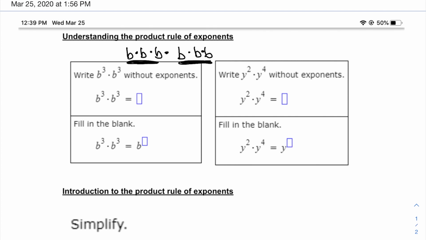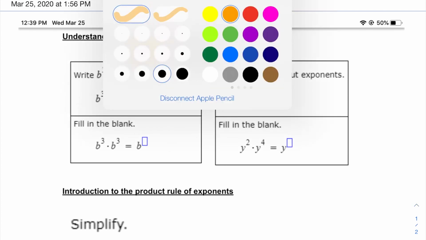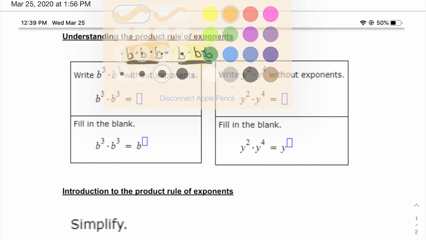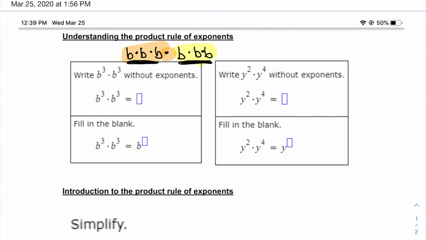I'll erase it here so you can see it a little bit better. This is b to the third. This is b to the third. And we're multiplying them together. So what does that mean? If we have basically 6 b's that are multiplying together all at once, wouldn't that be rewritten like this? As b to the 6th?